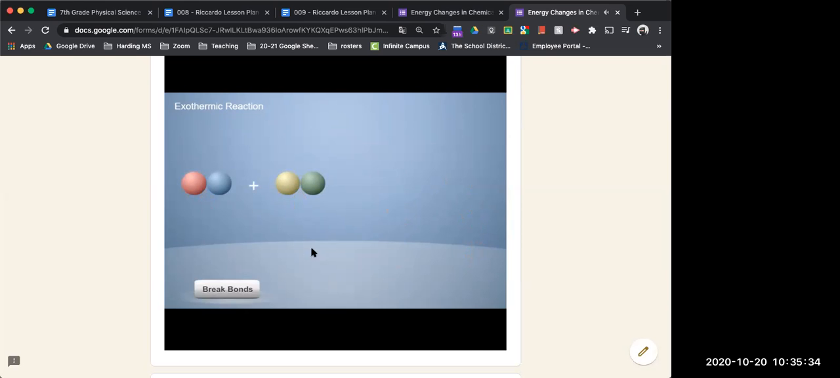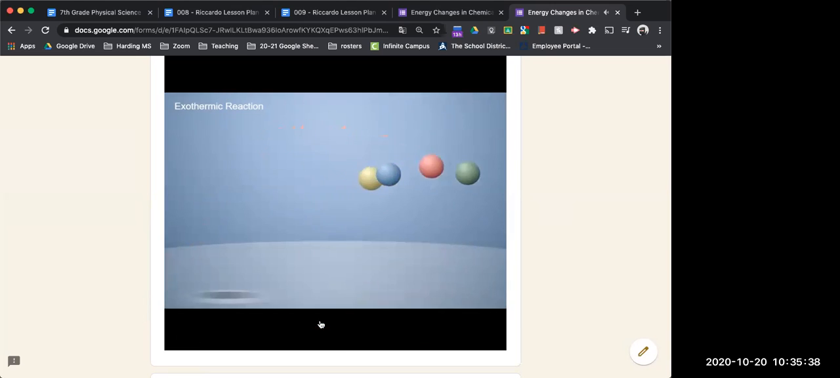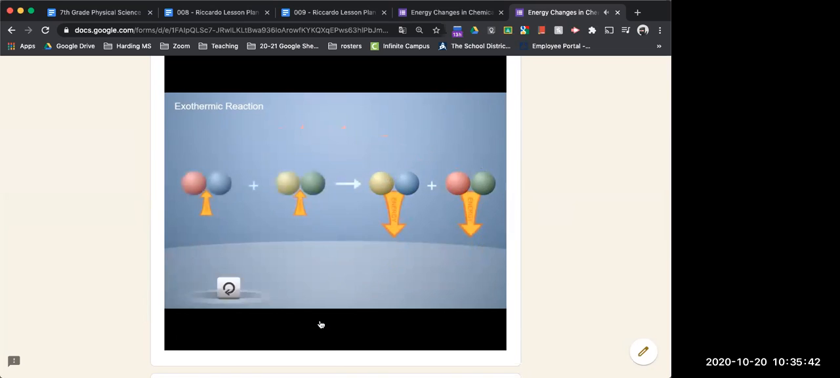Let's watch it again. For an exothermic reaction, energy goes in to break bonds in reactants. Energy exits when products form, and a greater amount of energy exits than goes in. And so this is an exothermic reaction, and it heats up.